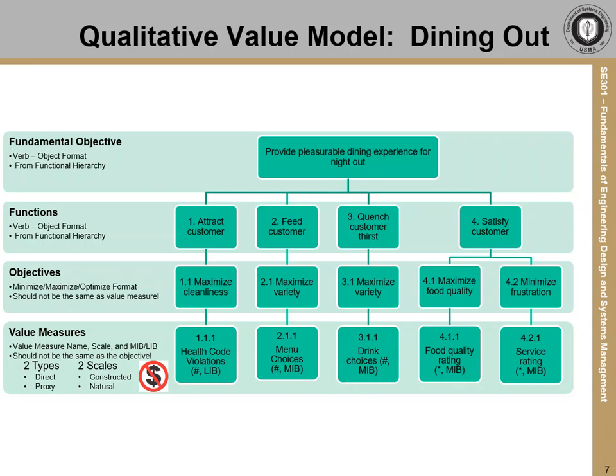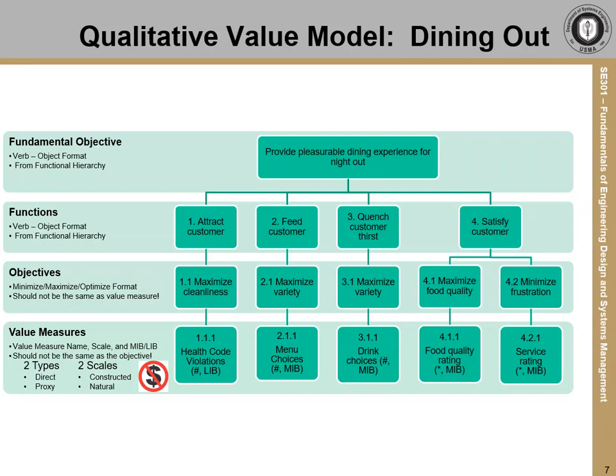Under attract customer, the objective is maximize cleanliness, and the value measure used to determine how well a solution does that is the number of health code violations, and less is better, obviously. For the function feed customer, the objective is to maximize variety, and the value measure for that is menu choices. The units are the number of choices, and more is better. The structure under the function quench customer thirst is very similar to feed customer.